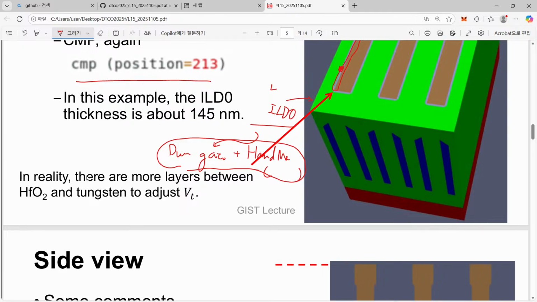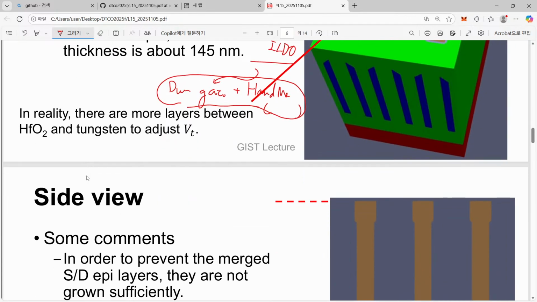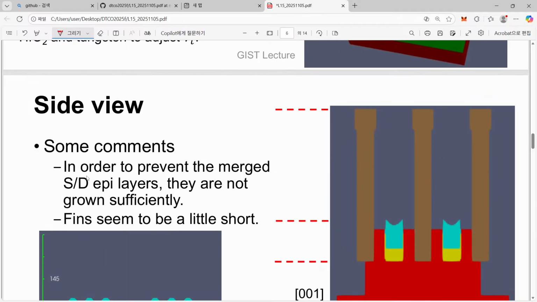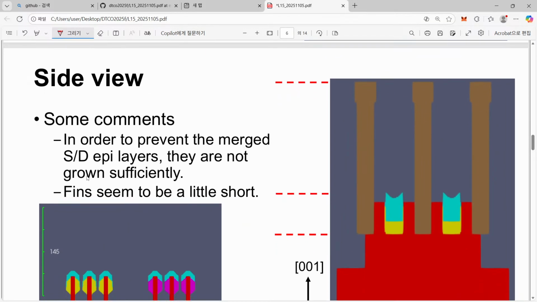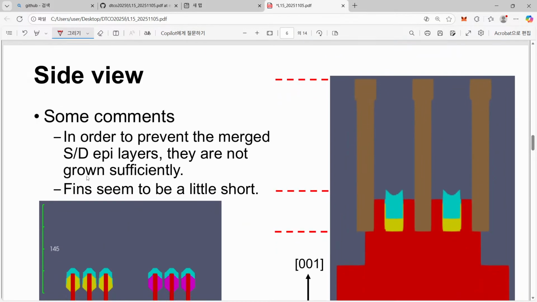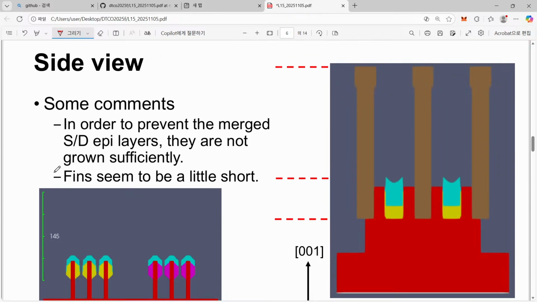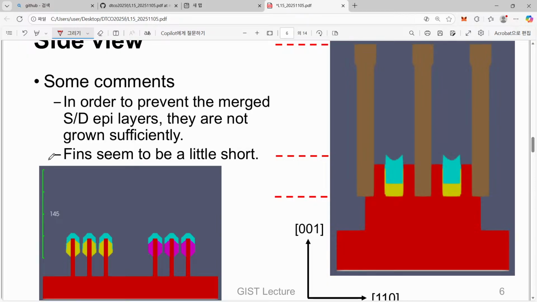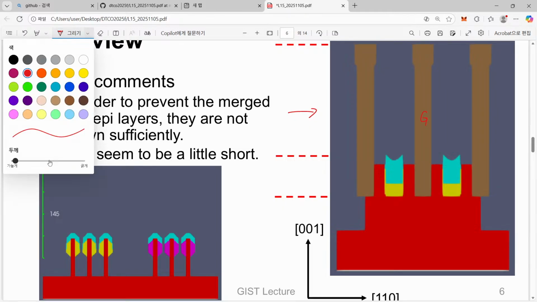Okay, so now we have reached the end of front end of line. As a final slide, let's have a look at these side views. So now you are looking at these two different figures, and this right one shows this. Can you see it clearly?